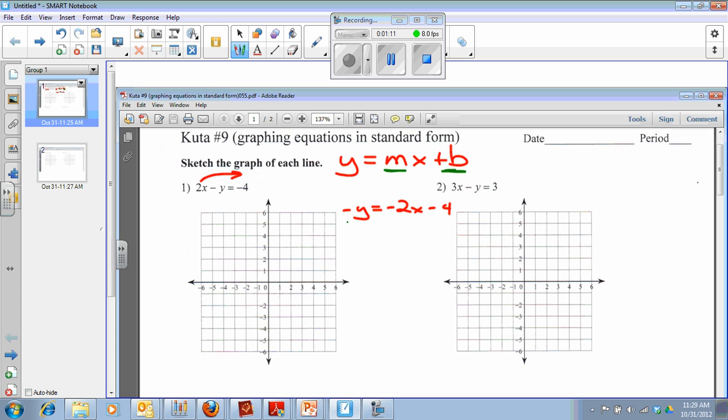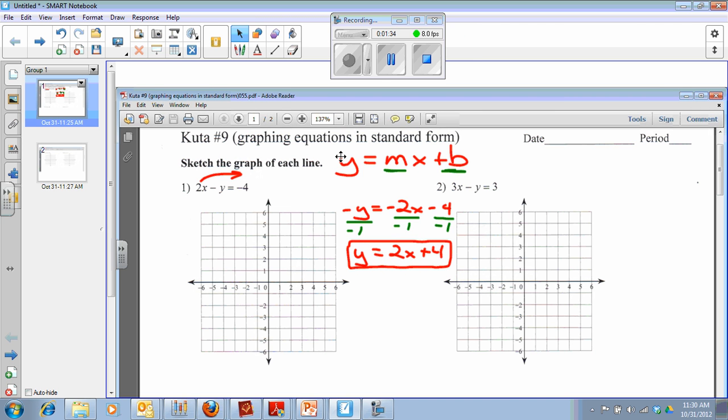I can either divide every term by negative 1. And by doing so, a negative y divided by a negative 1 becomes a positive y. A negative 2x divided by a negative 1 becomes a positive 2x. And a negative 4 divided by a negative 1 becomes a positive 4. That is the form I want it in, so I can graph.